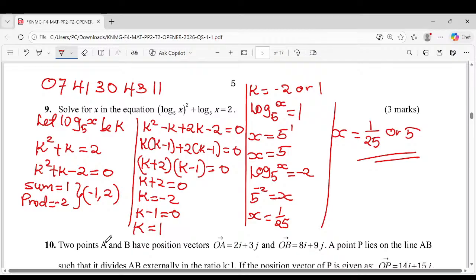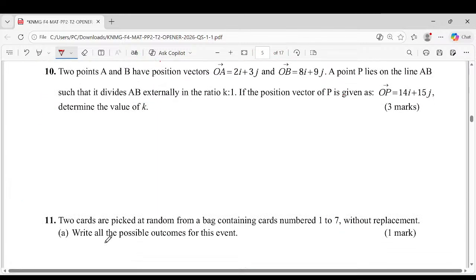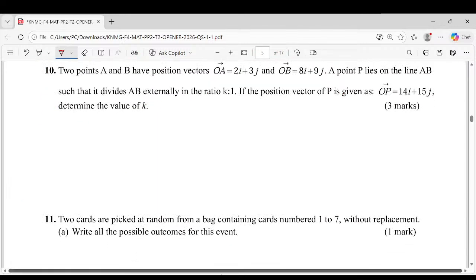Let us now go and have a look at question number 10, ladies and gentlemen. This is a very intense discussion. I really love it, and it is my hope that even my learners are enjoying it the same way I'm also enjoying it. Now, to question number 10.